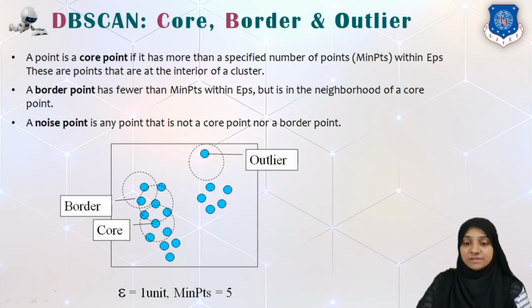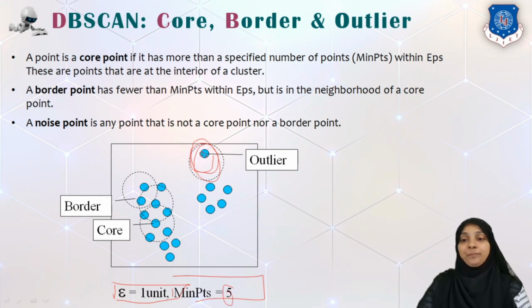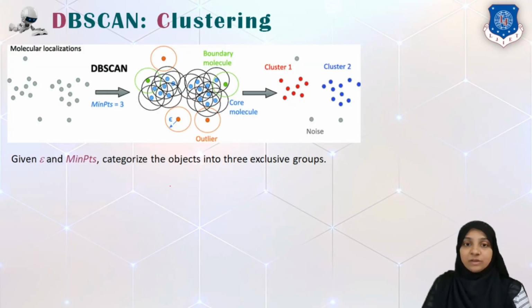So here, as you can see, our epsilon is 1 unit and minimum points are 5. If I make a circle of unit 1 around this particular point, there are not 5 points, so this is an outlier. I can keep any of these points out of the 5 and have a region around it. I can make this one cluster and this another cluster. As you can see, both these clusters are of different sizes.